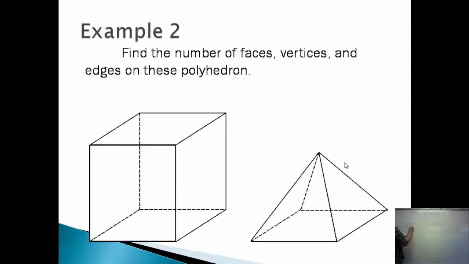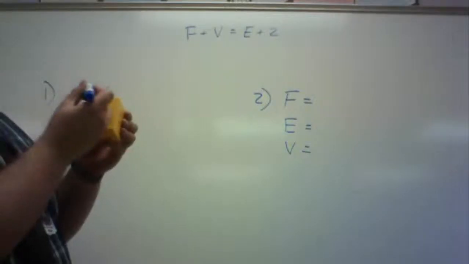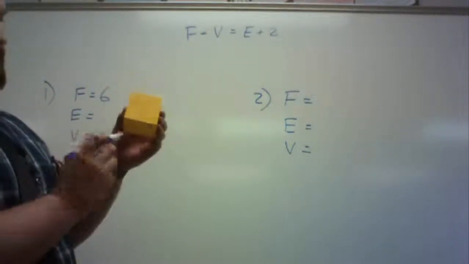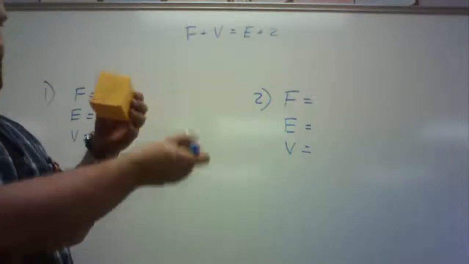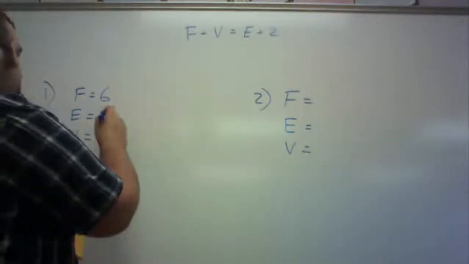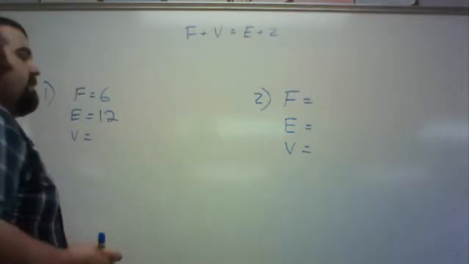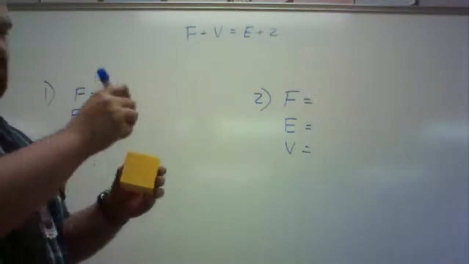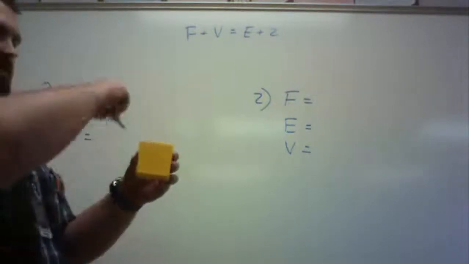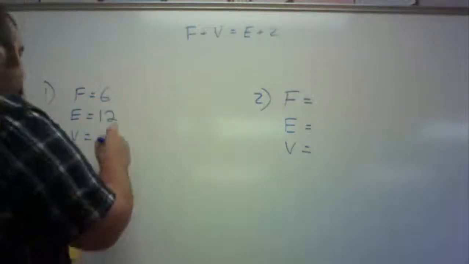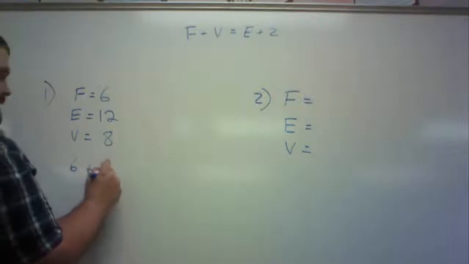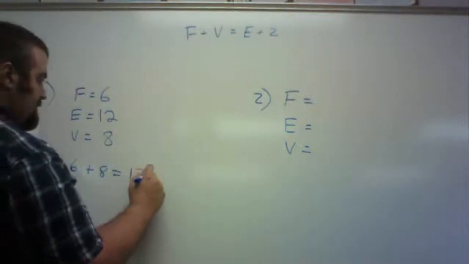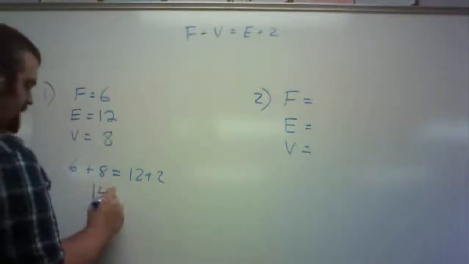So 6 faces. Number of edges: 1, 2, 3, 4 for the front. 1, 2, 3, 4 for these sides, and then 1, 2, 3, 4 for the back. So that's a total of 12. The number of corners: 1, 2, 3, 4 for the front one. 1, 2, 3, 4 for the back one. So I count 8. Verify real quick. 6 plus 8, does that equal 12 plus 2? Does 14 equal 14?